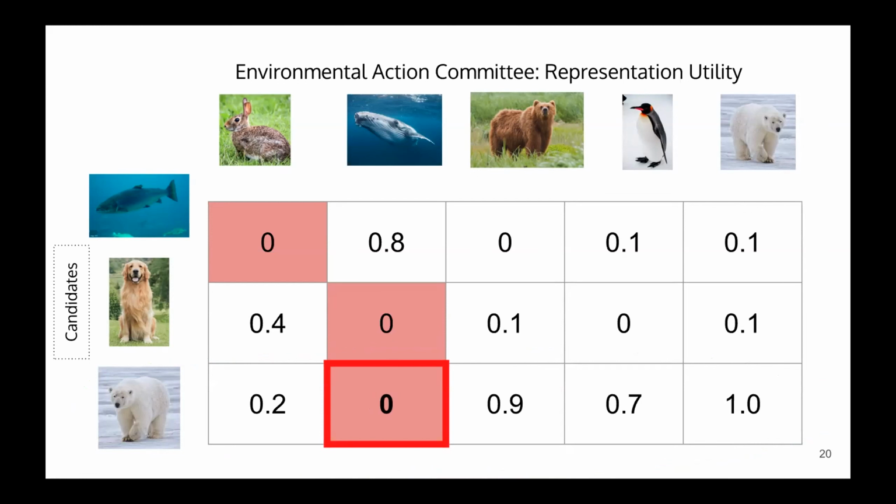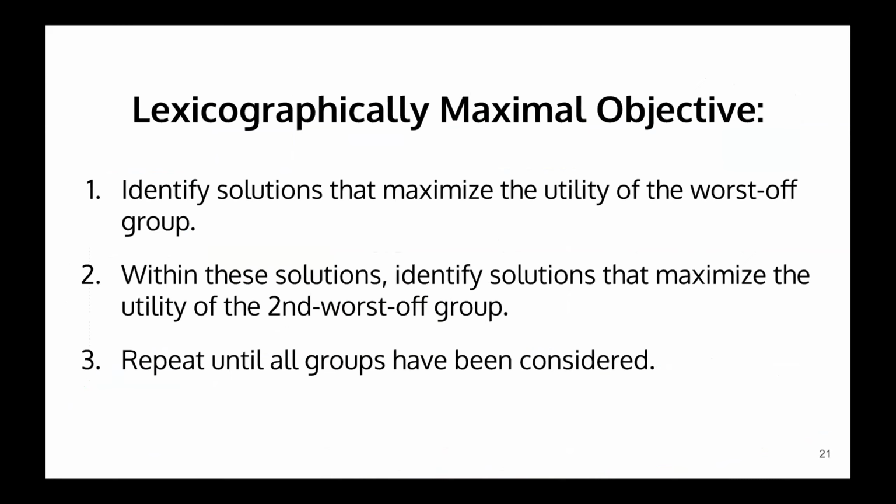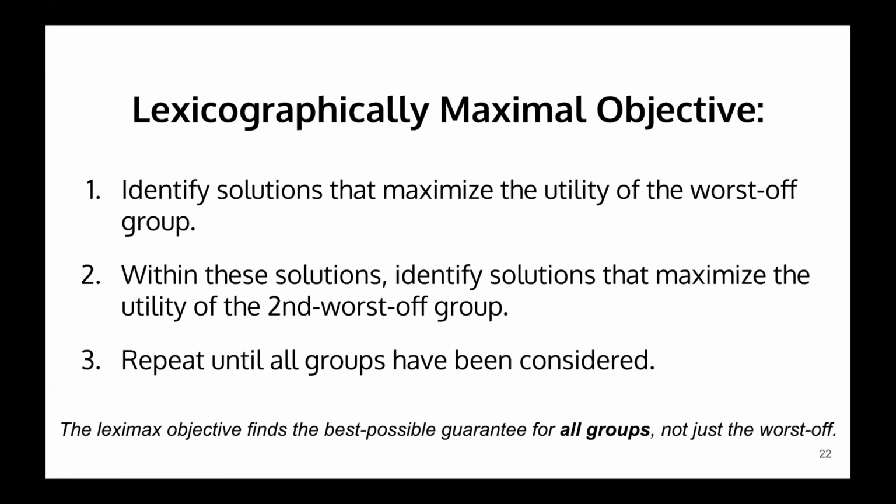And as the title suggests and the outline suggests, one notion that we think makes a lot of sense is, if we want to maximize representation, we can think about this lexicographically maximal objective. So we want to identify the solutions that maximize the utility of the worst off group, and then within these solutions, identify solutions that maximize the second worst off group, and so on and so forth until all groups have been considered. And so this objective finds the best possible guarantees for all groups and not just the worst off. And you see that it's pareto-optimal compared to the max-min objective.